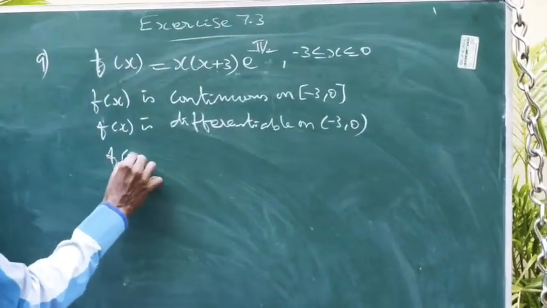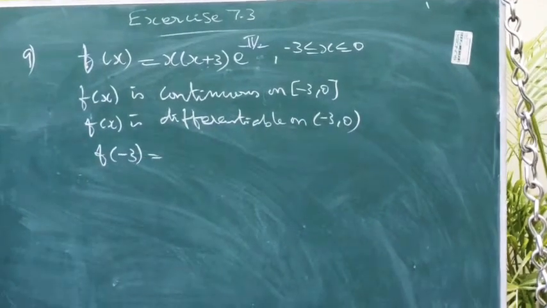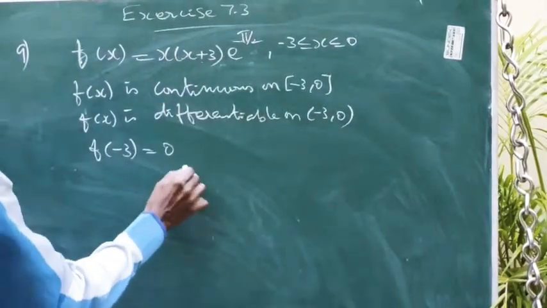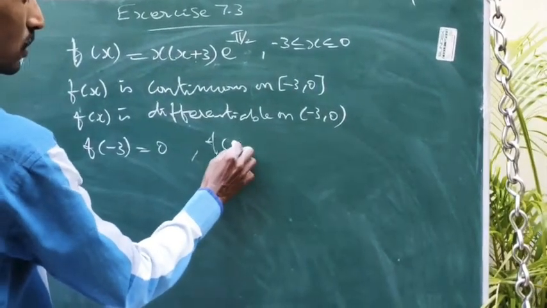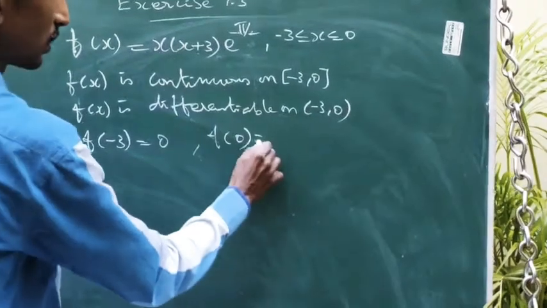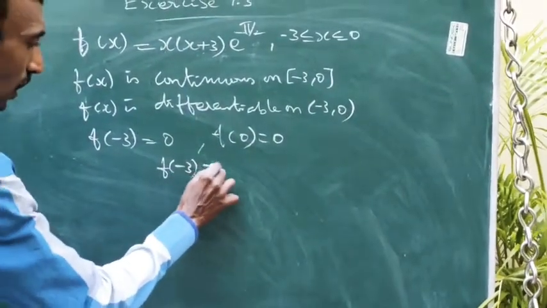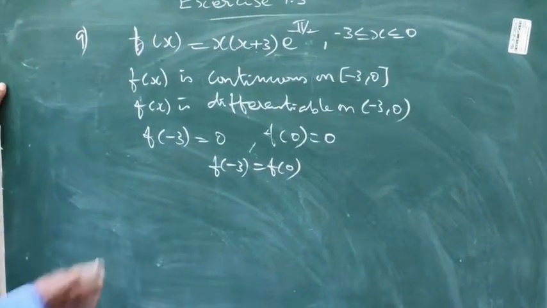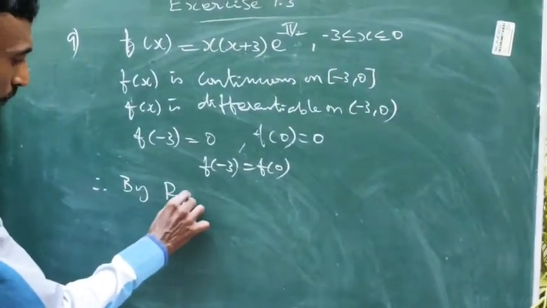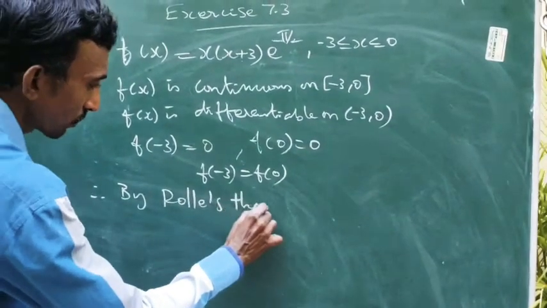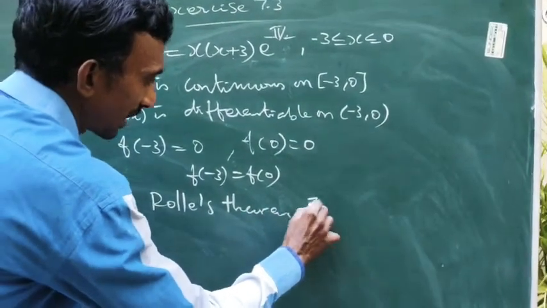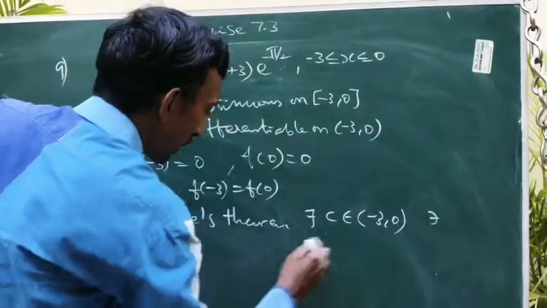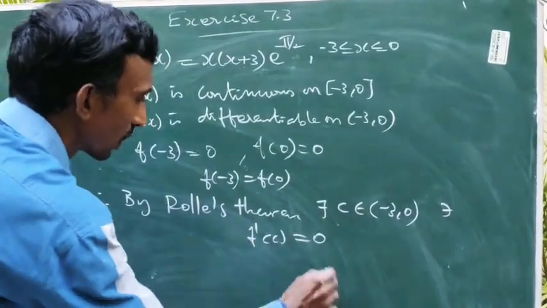So find out f(minus 3). Put x equal to minus 3, so 0 into anything is 0. Similarly find out f(0), so again 0 into anything is 0. So f(minus 3) equal to f(0). So all the three conditions of Rolle's theorem are satisfied. Therefore by Rolle's theorem there exists a C belongs to open (minus 3, 0) such that f'(c) equal to 0.